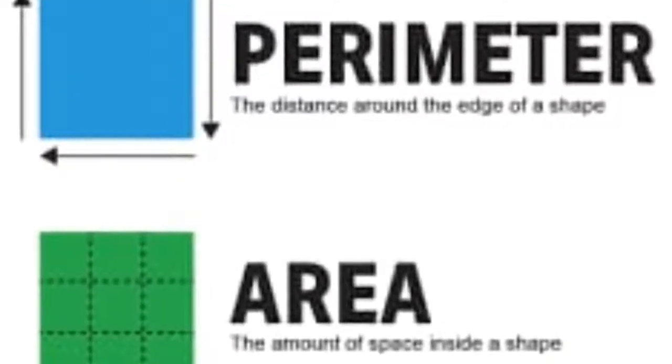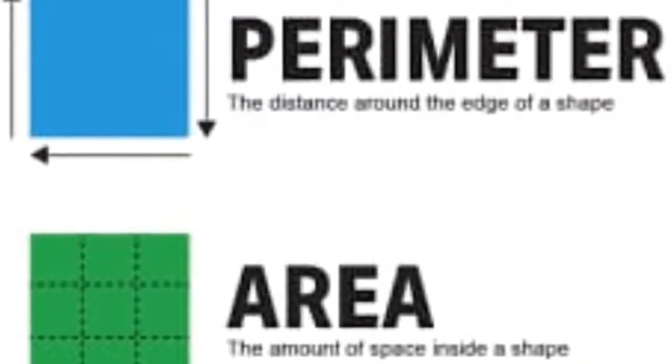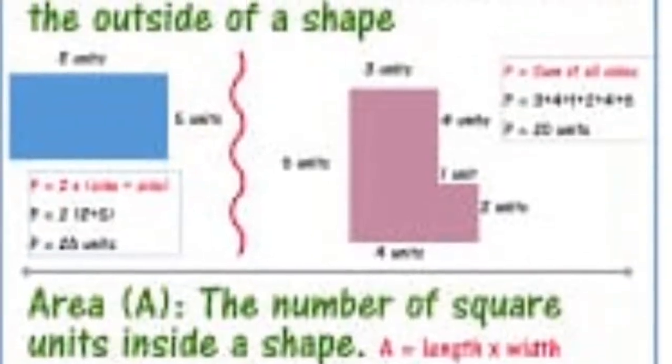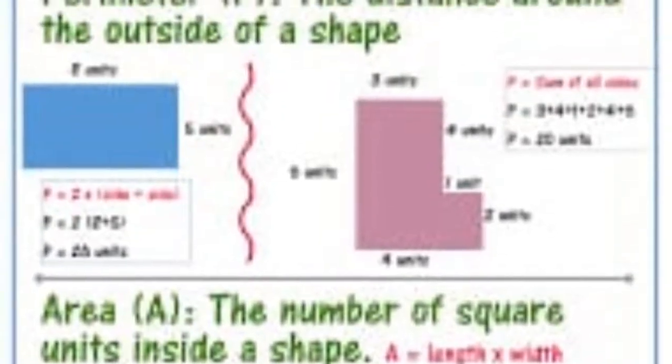Our today's topic is area and perimeter. We can see different objects around us. Every object has its area. Measurement of inside the shape is called its area, and the measurement of the edge of the shapes is called its perimeter. Number of squares inside a shape is called its area, and the distance around the outside of a shape is called its perimeter.